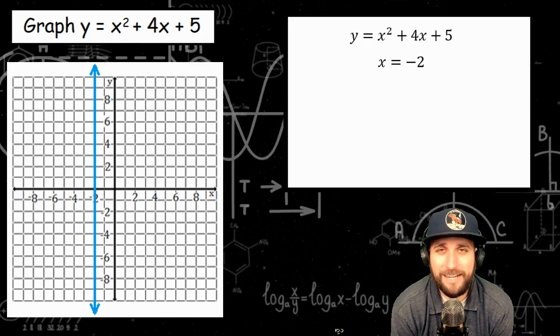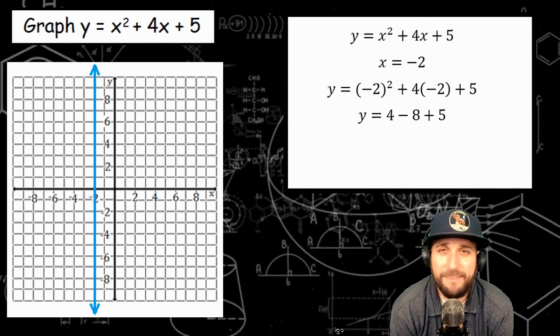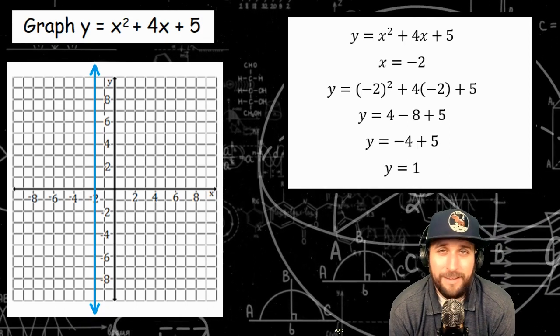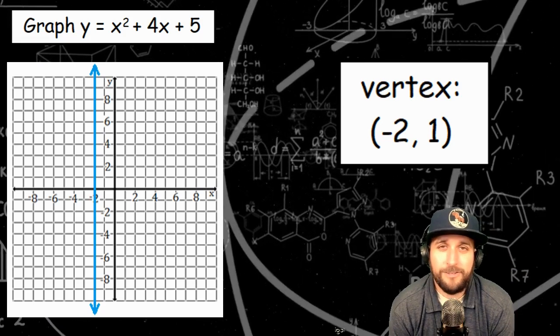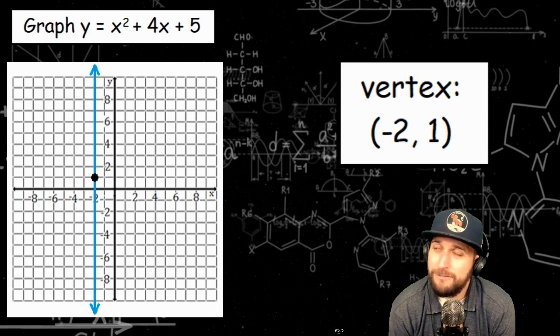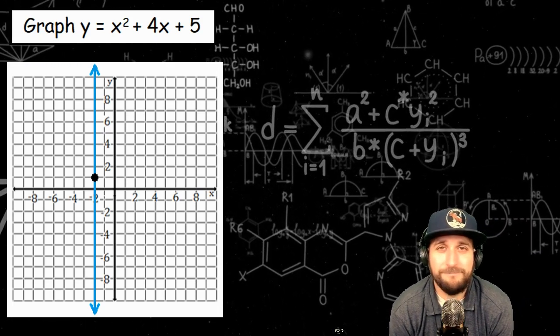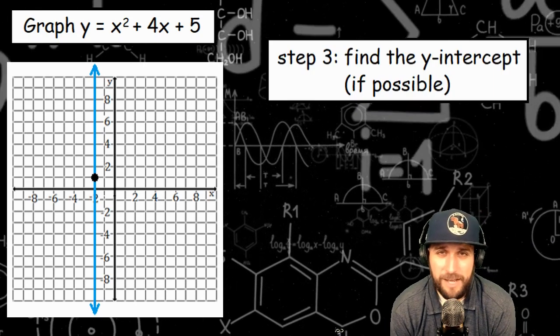So I plug -2 into my function, and I get out my answer of +1. So my vertex is at the ordered pair -2, 1. So next I plot that on my graph. And step 2, done. Step 3 asks us to find and plot the y-intercept if possible.